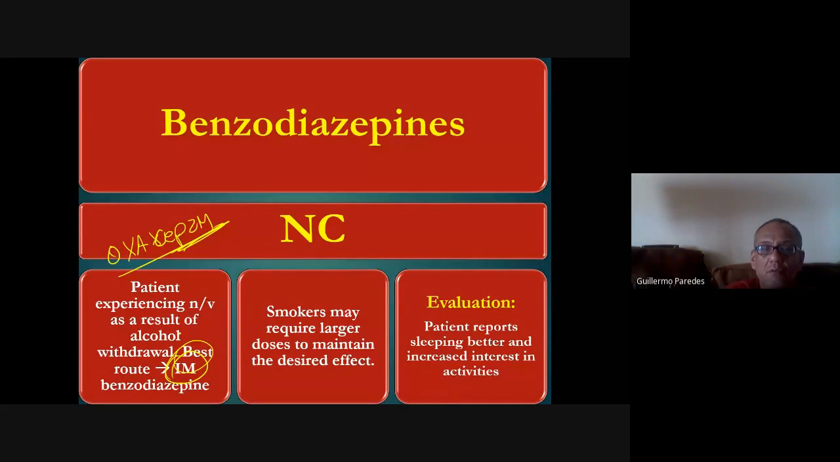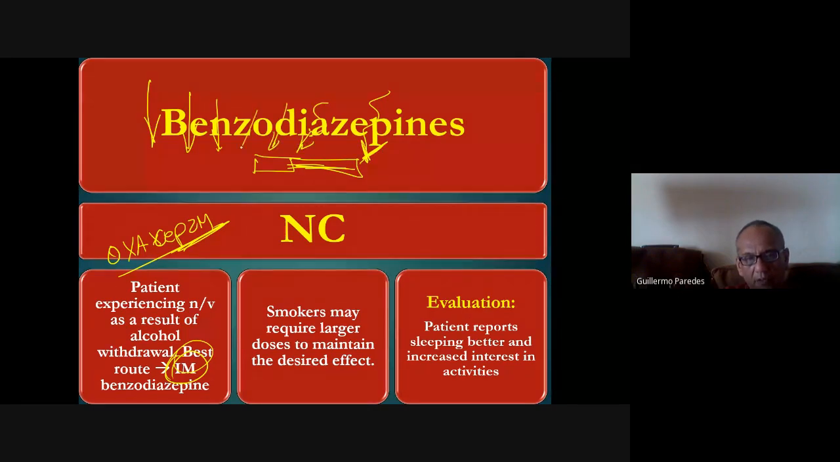So you go intramuscular. Smokers, again. So you have the anxiolytic, and the benzodiazepines are going to have a decreased effect because of smoking. The effect decreases when you smoke. So patients say, are you taking this medication? Well, nothing happened, but this one is smoking all day. Obviously, the nicotine somehow stimulates the patient, and the benzodiazepine is doing the opposite. So they are not going to be good friends. Evaluation: the patient reports sleeping better and increased interest in activities, so less anxiety, right?